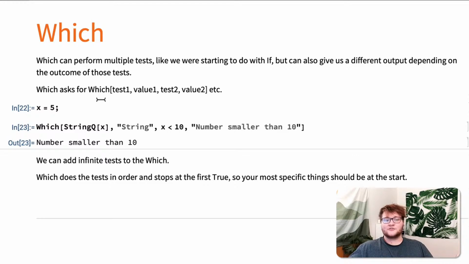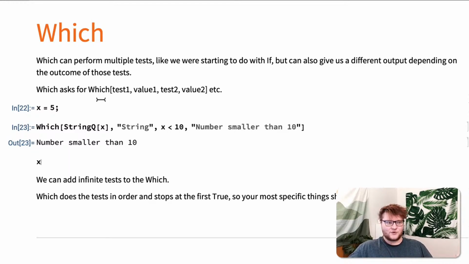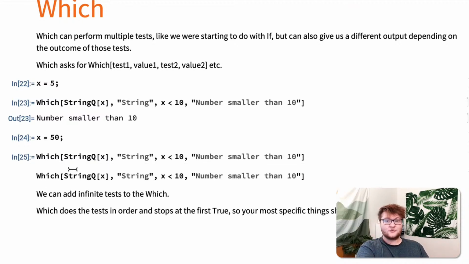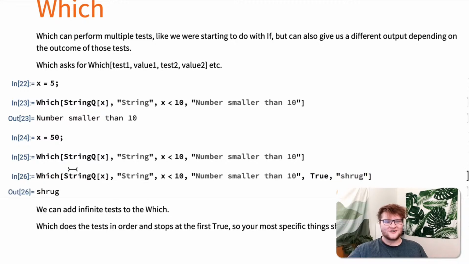What if my x is not a string and it's not smaller than 10 in this Which statement? So if we set x to be 50 and then we say, is it a string? Nope, so I'm going to skip that. Is it smaller than 10? No, so I'm going to skip that. Nothing happens at all. If we don't care, then we can just do a catch-all default return at the end using the function True. So we've added at the end the function True. True will always return true, and so if it's true, then we return shrug, and that's fine.